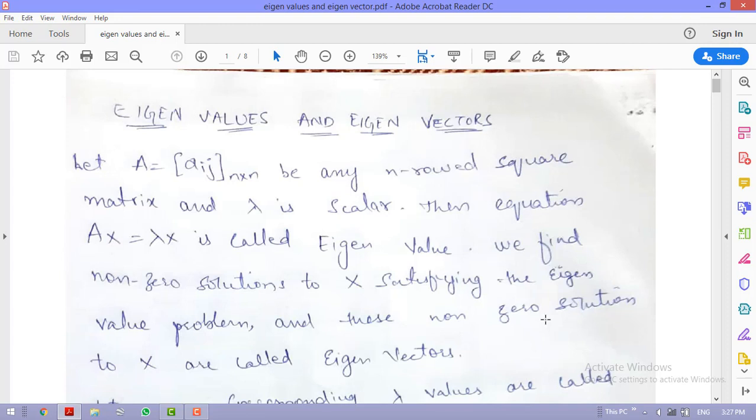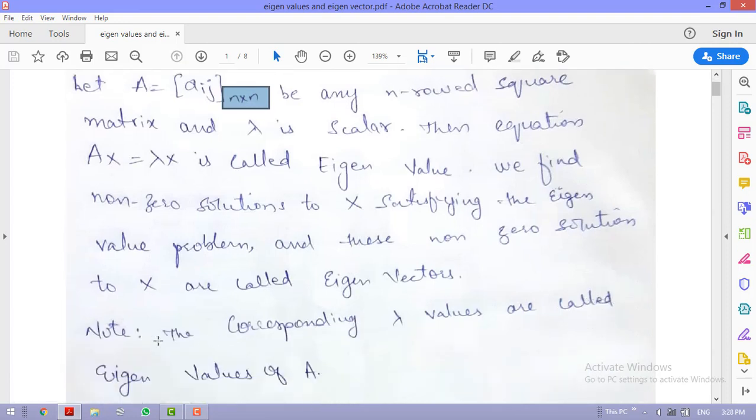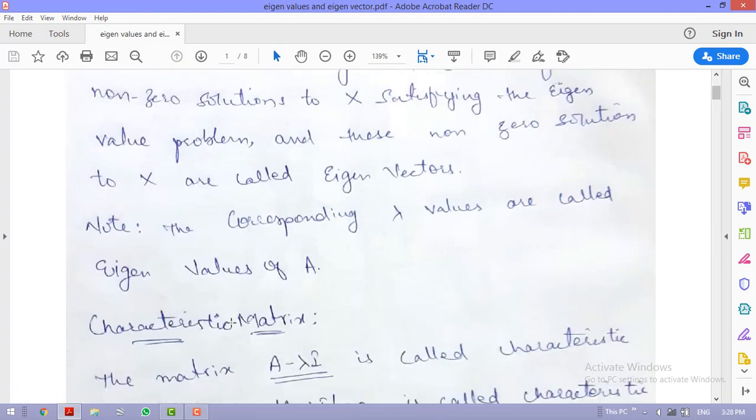So now let us see the definition of eigenvalue. Let A be a matrix of elements a_ij whose order is n by n, any n-row square matrix, and lambda is a scalar. Then the equation Ax = lambda x is called the eigenvalue problem. We find non-zero solutions x satisfying the eigenvalue problem, and these non-zero solutions x are called eigenvectors. Note that the corresponding lambda values are called eigenvalues of A. So that is the definition.